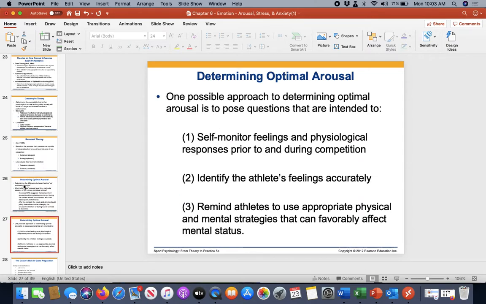So what do we have to look at in terms of determining it? We have to self-monitor our feelings prior to and during competition. You want to understand if athletes can accurately determine how they feel. And then you want to remind them to use specific physical and mental strategies that will help them mentally. That's one of the things we can do to make sure we are getting them in that optimal zone of mental state.